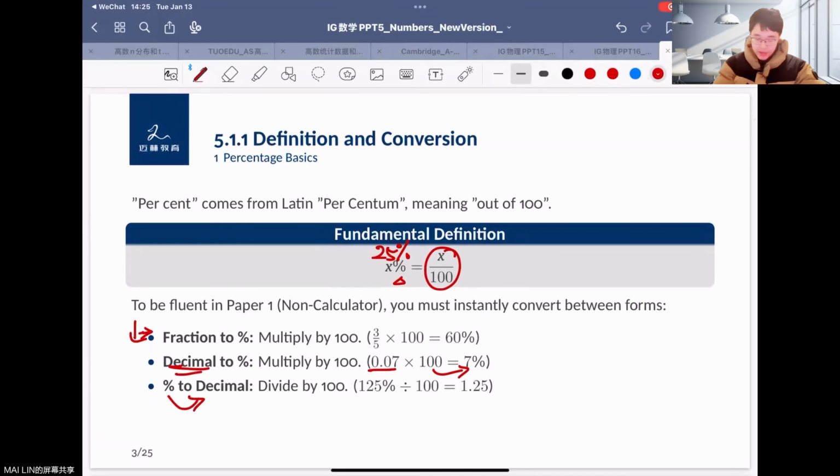Another question is to switch percentages to decimals. Here you just divide by 100. For example, 125%: after dividing by 100, the answer becomes 1.25, using 125 over 100. So every time you want to change a percentage into a decimal or fraction, divide by 100, and to change decimals or fractions into a percentage, multiply by 100 and add a percentage sign. It's not very difficult, right?